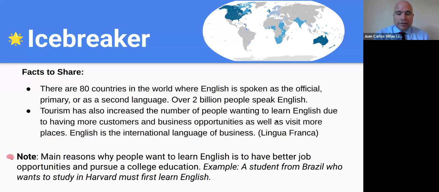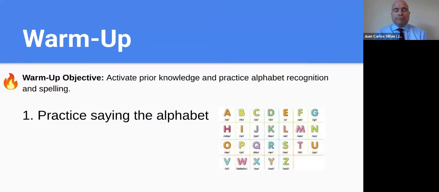So this is just the icebreaker prompt I wanted to share with you. Hope you enjoyed it. Now we're going to move on to our warm-up. So warm-up objective, we're going to activate prior knowledge and practice alphabet recognition and spelling.